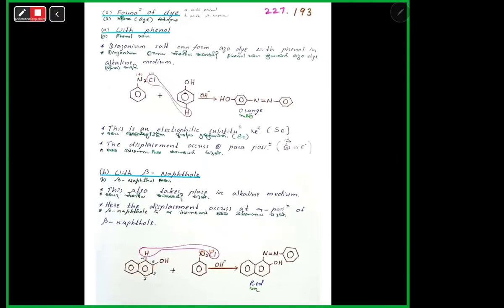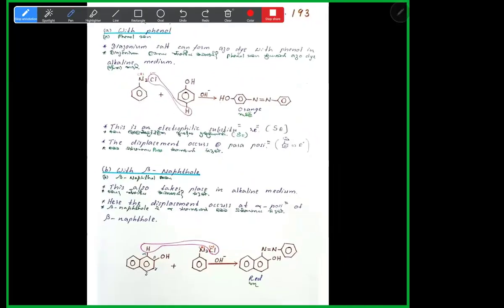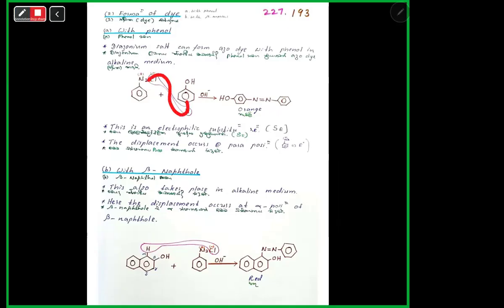Last page, last little thing, making dye. Two different reactions we did with phenol and beta naphthol. Phenol gives an orange color precipitate. Beta naphthol, red color. This is the beta OH. This chlorine joins onto this hydrogen. And this is again electrophilic substitution. This hydrogen gets away with this chlorine.